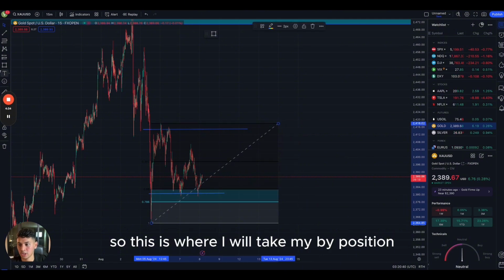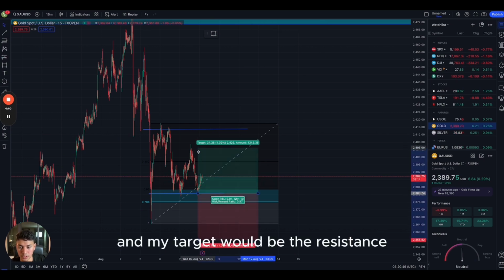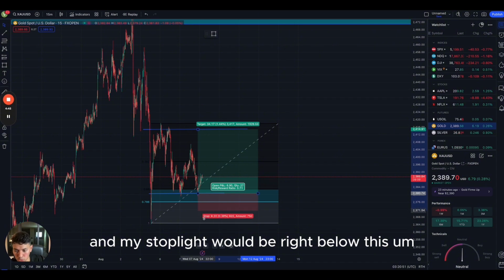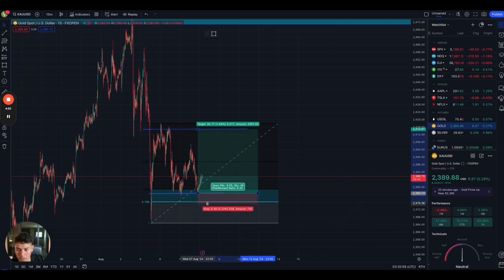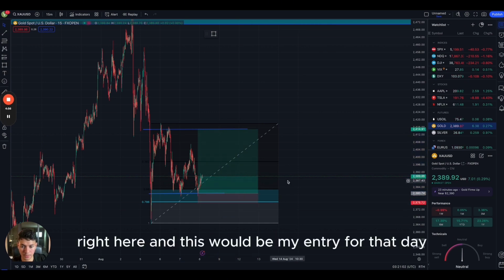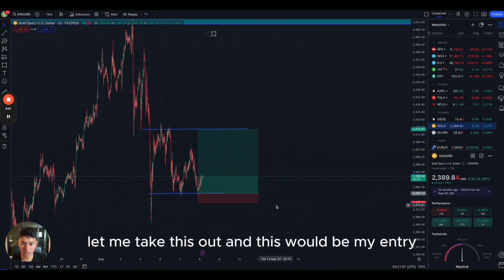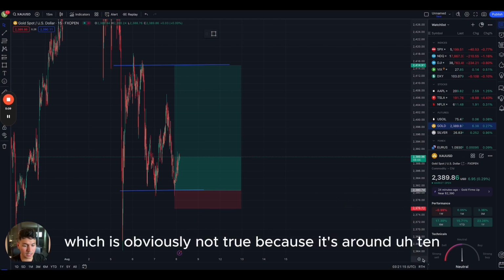So this is where I would take my buy position. I will go for the long here, and my target would be the resistance, which we talked about before, which is this one right here. And my stop loss would be right below this resistance, which would be around right here, and this would be my entry for that day. Let me take this out, and this would be my entry. This is how I would do it if the market were to open in about 10 minutes from now, which is obviously not true because it's around 10:21 p.m.